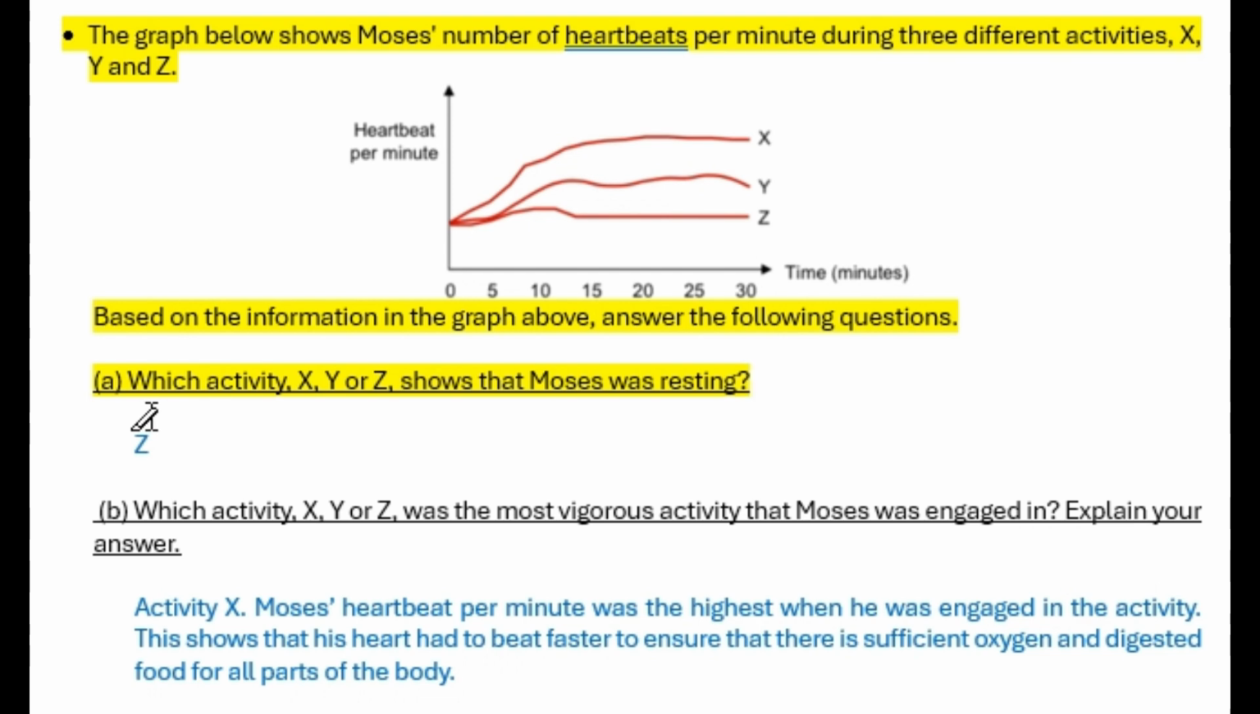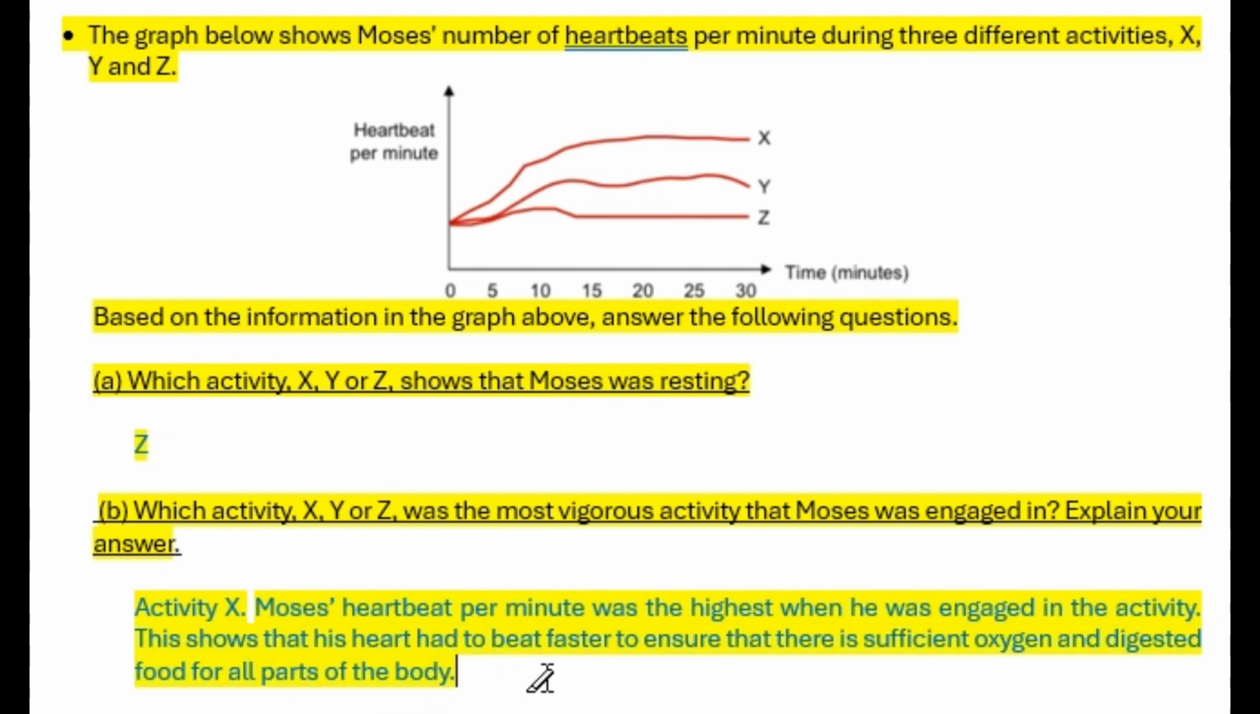B. Which activity, X, Y, or Z, was the most vigorous activity that Moses was engaged in? Explain your answer. Activity X. Moses' heartbeat per minute was the highest when he was engaged in the activity. This shows that his heart had to beat faster to ensure that there is sufficient oxygen and digested food for all parts of the body.